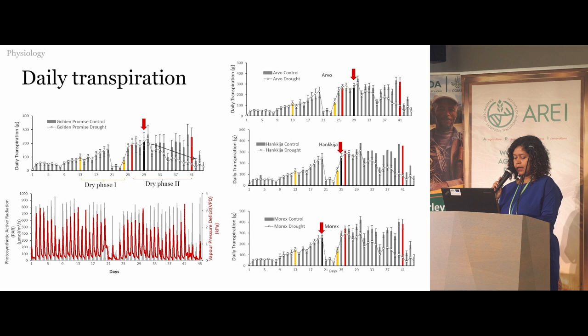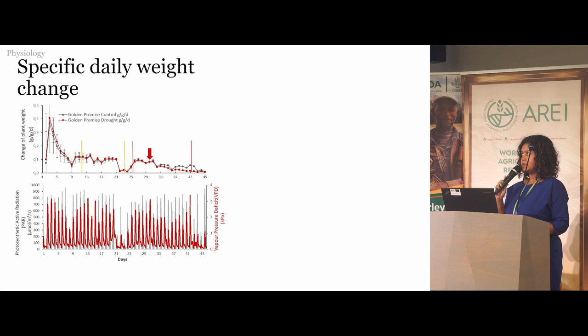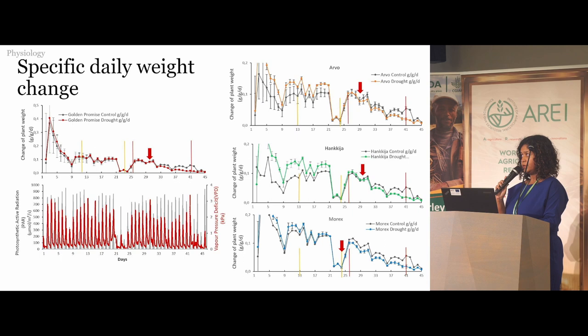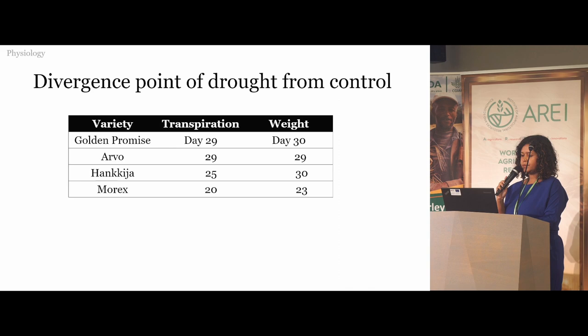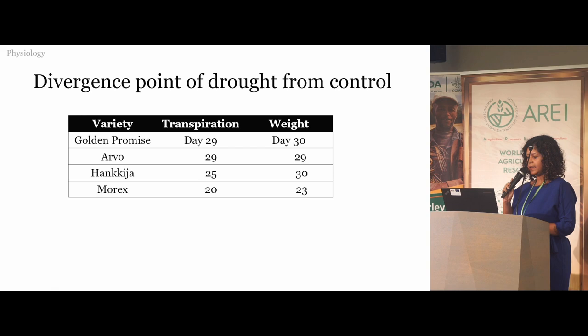Now, the next physiological parameter is the specific daily weight change, that is, the gain or loss of weight per day. Here also for Golden Promise, after day 29, the droughted plants started separating from control plants, showing a weight loss. For Arvo also at day 29, for Hankia around day 29 and 30, and for Morex it was earlier, at day 23. So we observed a pattern in the divergence point of drought from control: first we saw a break in transpiration, and then in the weight.